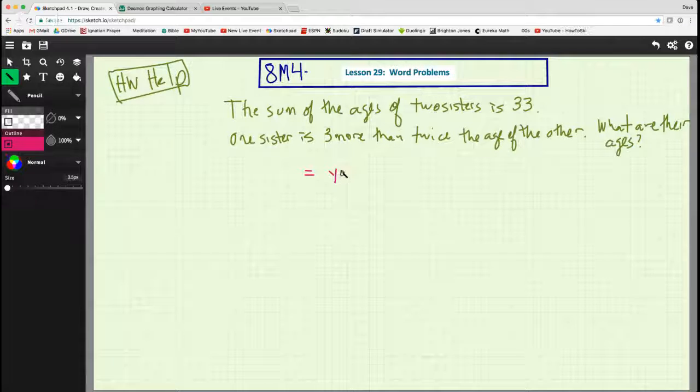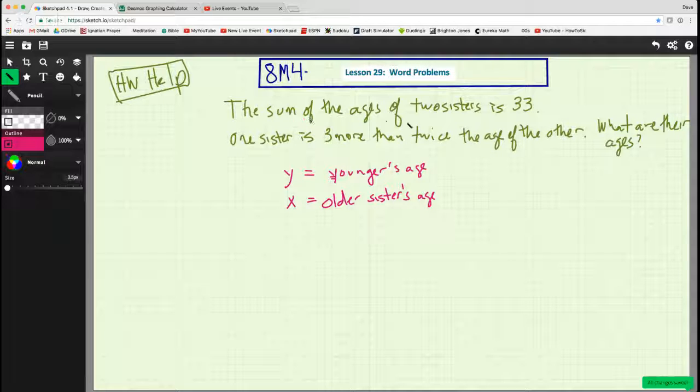Let's choose our younger one to be y, because y for younger. And the older one we'll call x. I wouldn't use O for older because O and 0 look the same, so I would always shy away from using O as a variable. So I'll use x for the older sister's age, and y for the younger's age.